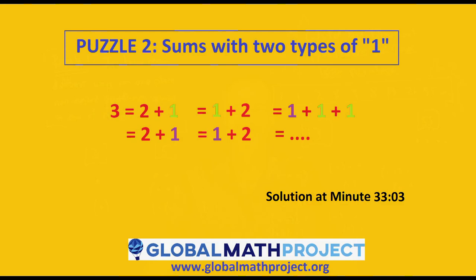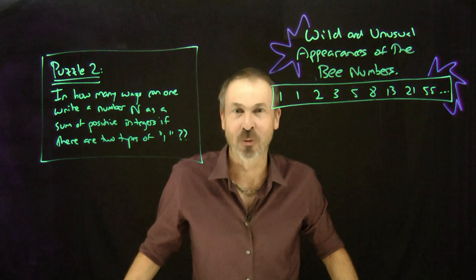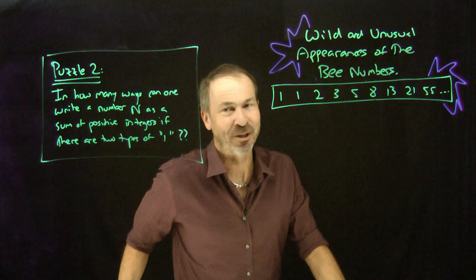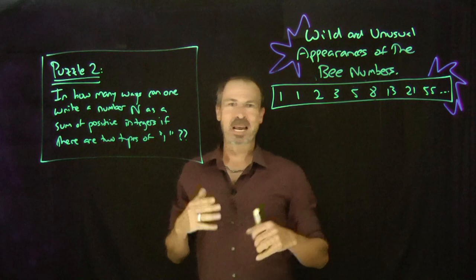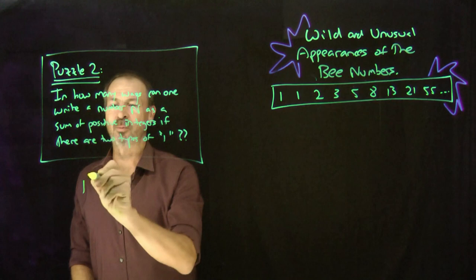Okay, here's wild and unusual puzzle number 2. In how many different ways can one write a number n as a sum of positive integers if there are 2 types of 1? What do I mean by that? So I've got the numbers 1, 2, 3, 4, 5. I can use those numbers, but apparently there's 2 types of 1. I have a 1, I'll do 1 with an upper bar and 1 with a lower bar. Okay, there's 2 different types of 1, but then it's 2, 3, 4.